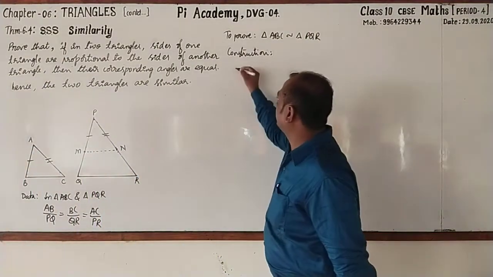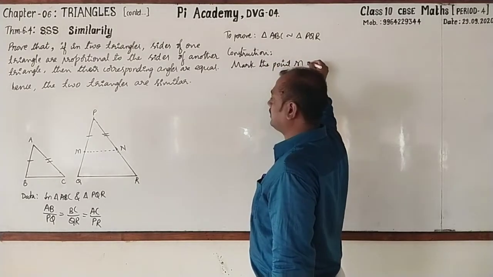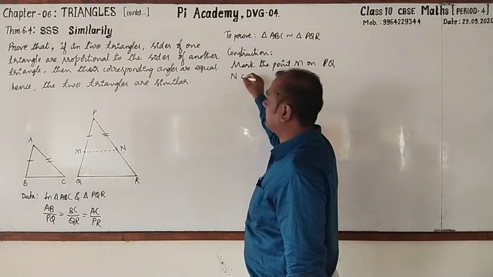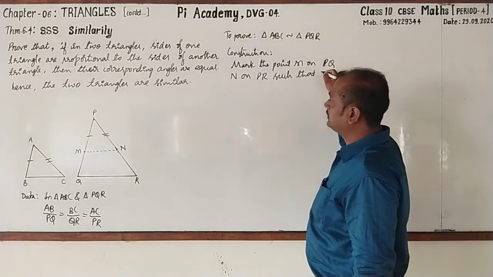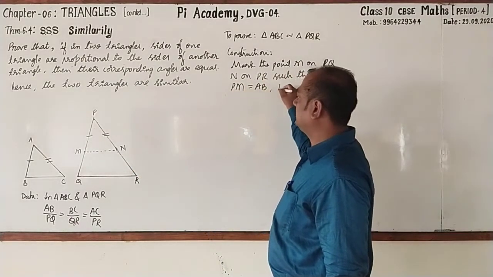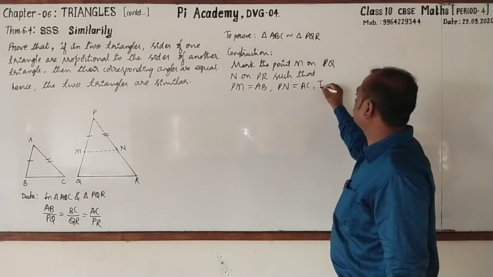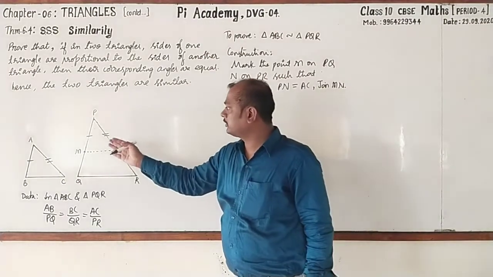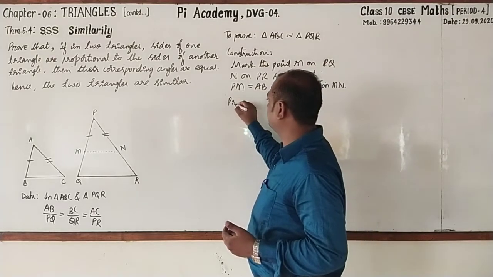So here I will write the same. Mark the point M on PQ, N on PR such that PM is equal to AB, PN is equal to AC. Then we have to join MN. Yes, please go for copying from there to here. Afterwards I'll explain. Now let me go for explaining the proof.